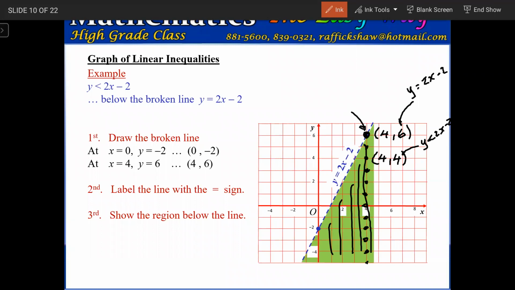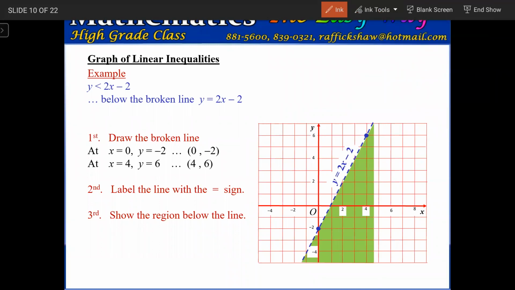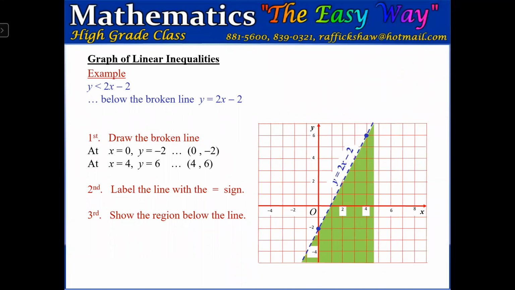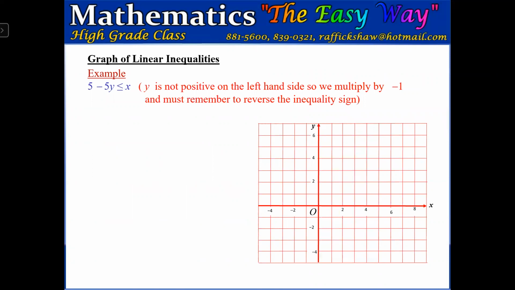Do you understand it better? Yes, sir. All right. Let's do another example. Look at this example now.